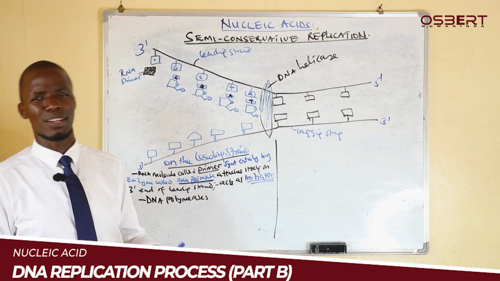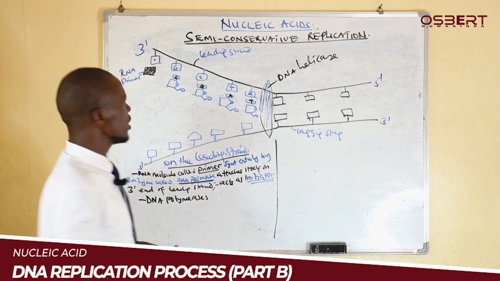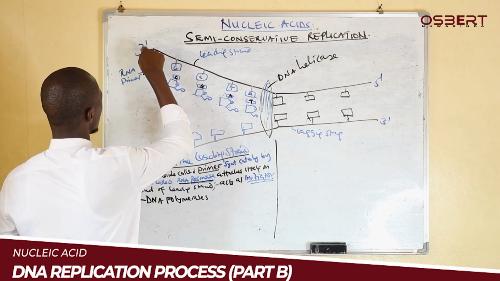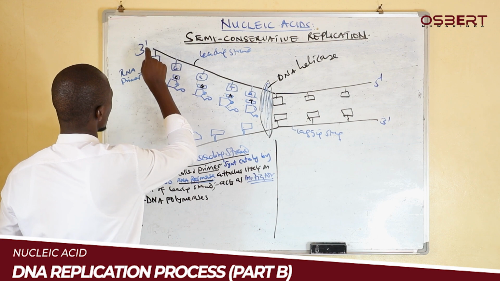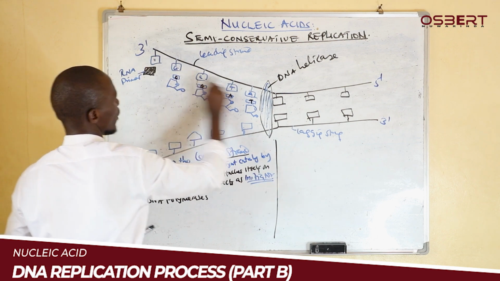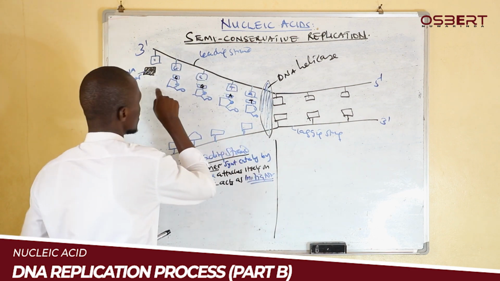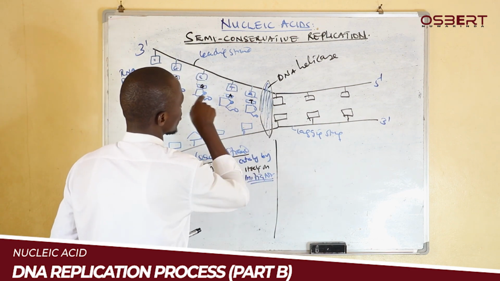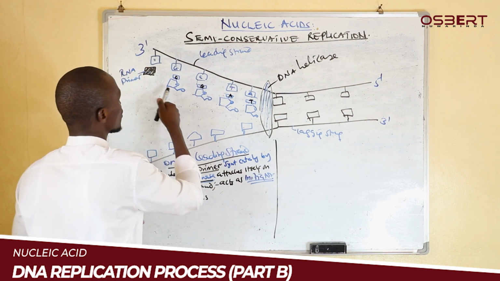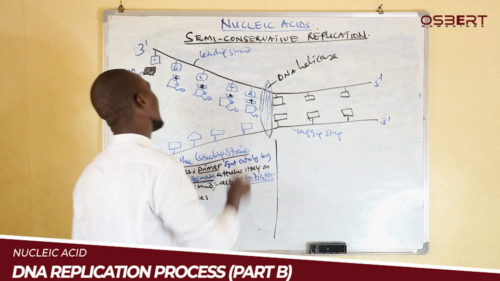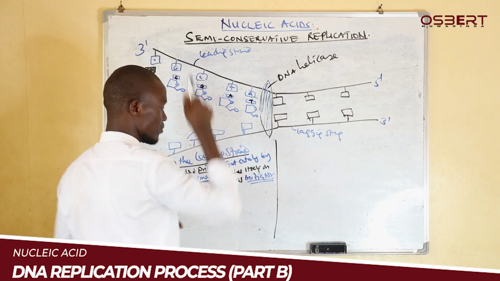But you can ask yourself now, if this strand was running in a 3' to 5' direction, what should this one show? In which direction should these ones be running? This one which should be added here should be running in a 5' to 3' direction.